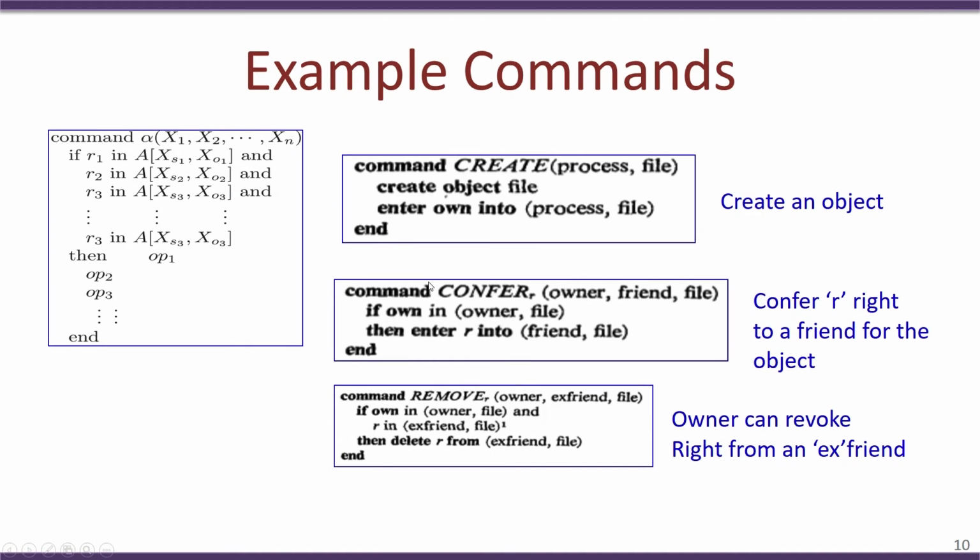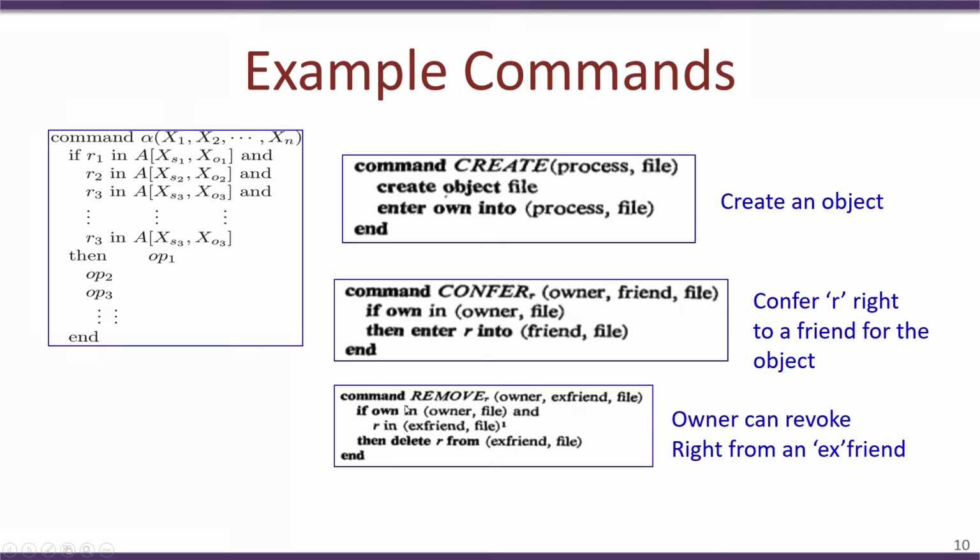So another example is this confer write, where you can confer right R to a friend for a particular object. In this particular example, we show how someone can confer a particular right R for a file to a friend. The first thing to do is to check whether the owner of the file is the right owner. We do this by looking at the access matrix and noting whether own is present in the cell corresponding to owner and file. And if this is true, then we can add the right R into the cell corresponding to friend, file.